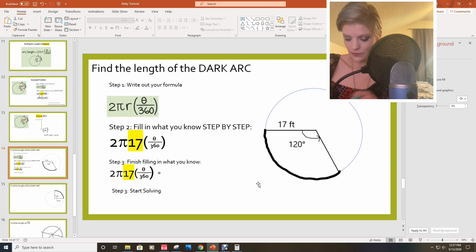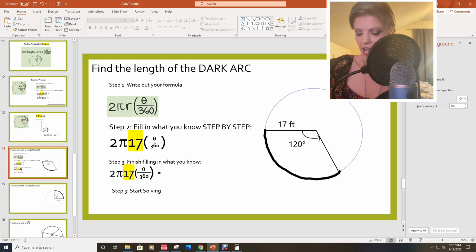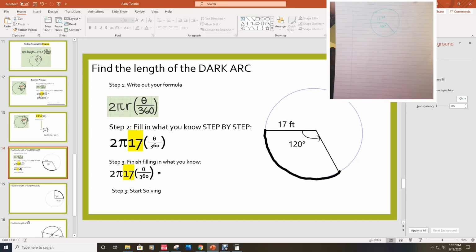Okay, and let me flip past that crazy set of notes that I made because it looks like crazy business. So we have our circle and it has a radius of 17 feet. And then the central angle is 120 degrees. Okay, so that's what I have written down on my paper, if you can see it.